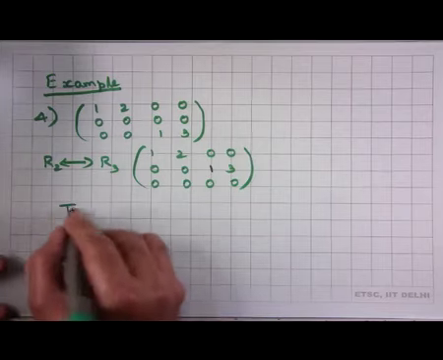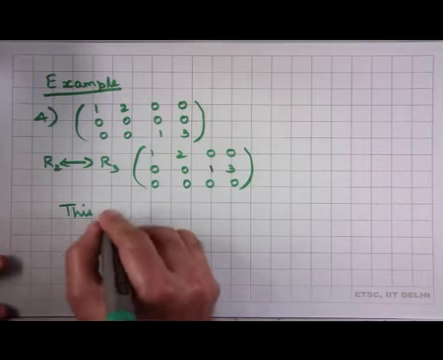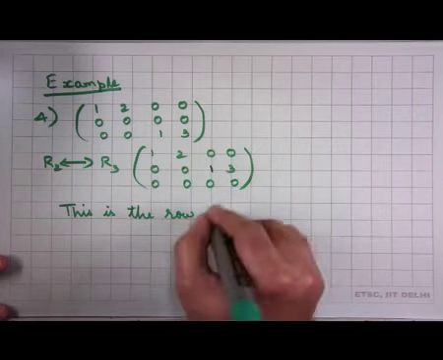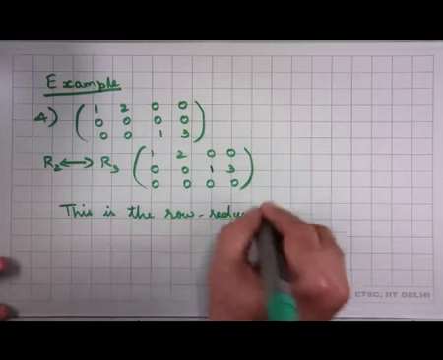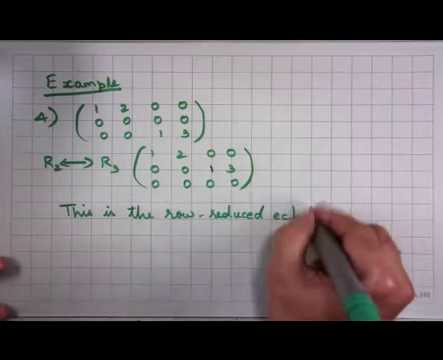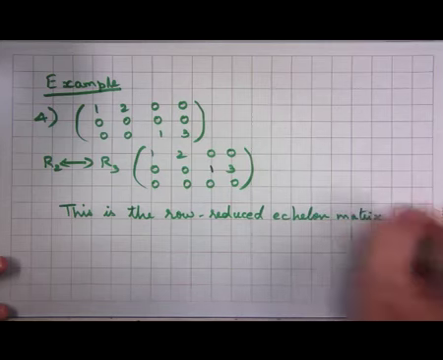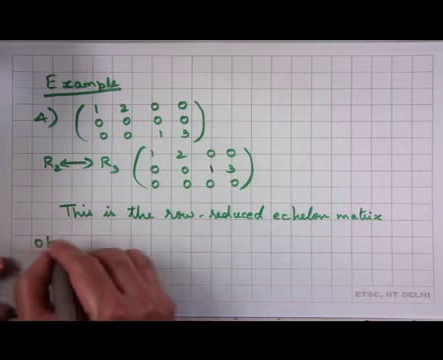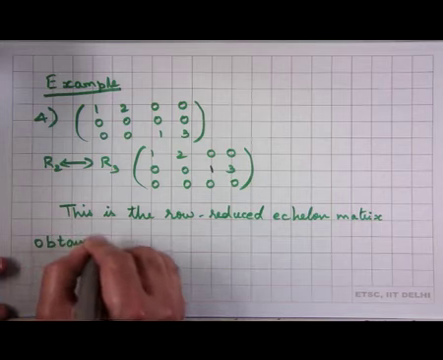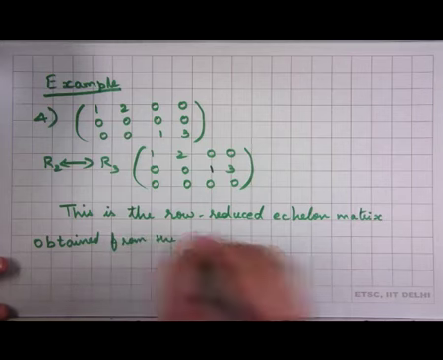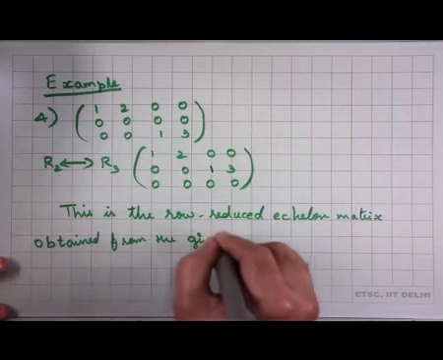So, this is the row reduced echelon matrix obtained from the given matrix.